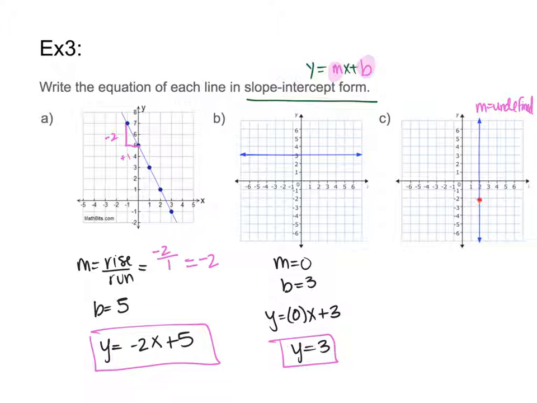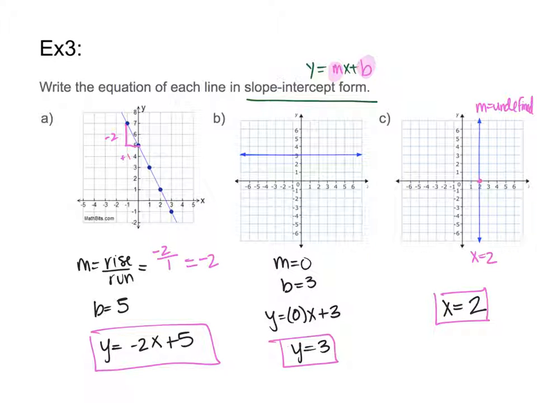However, this does have an x-intercept, right? Because this line hits the x-axis at 2. So this x value is 2, which means our equation is just going to be x equals 2.